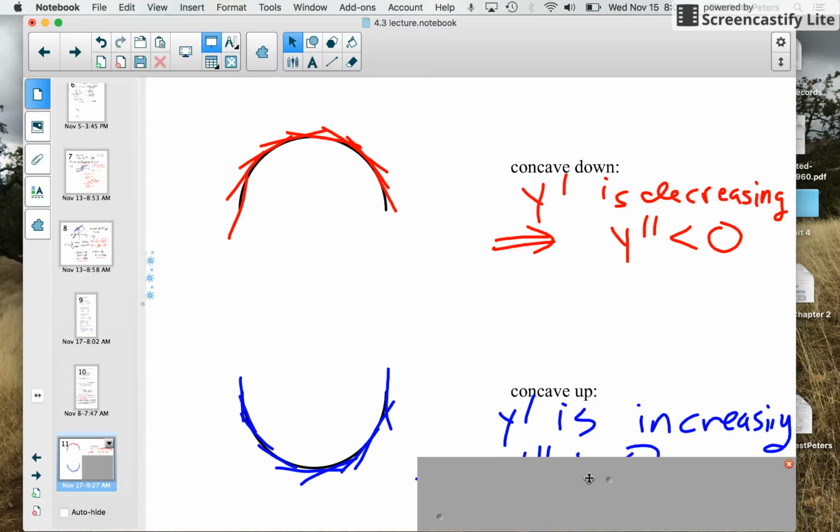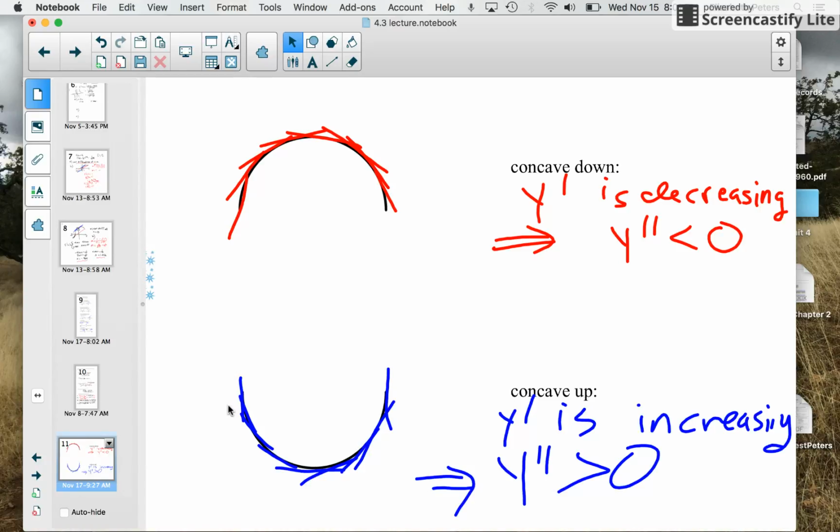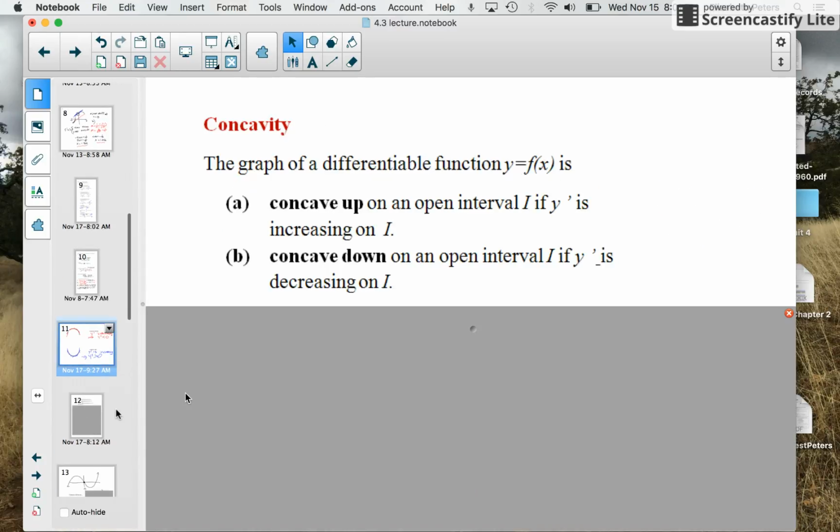For concave up, we can see that the tangent lines are increasing. They start steep negative, steep negative, steep negative, 0, positive, positive, steep positive. And so we know that the derivative is increasing, so y prime is increasing, and the second derivative is greater than 0. So this leads us to concavity.